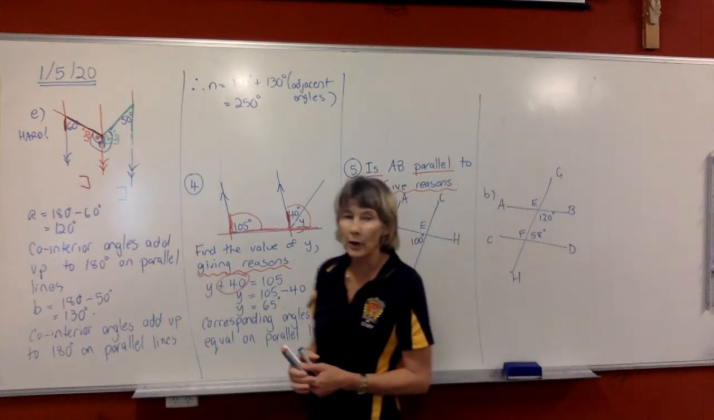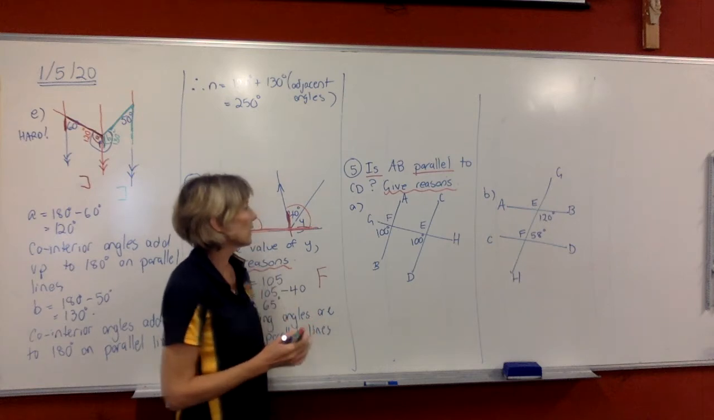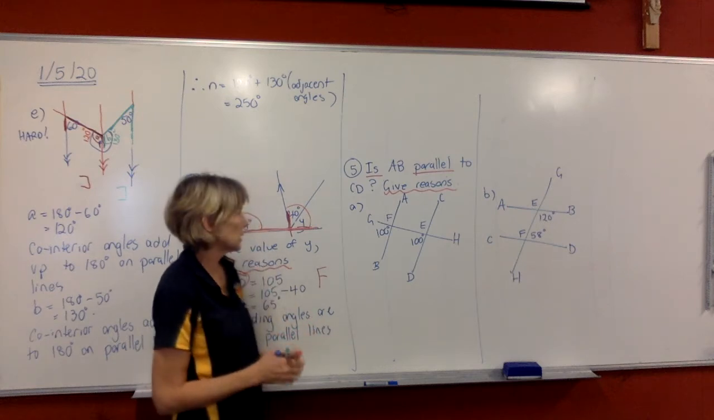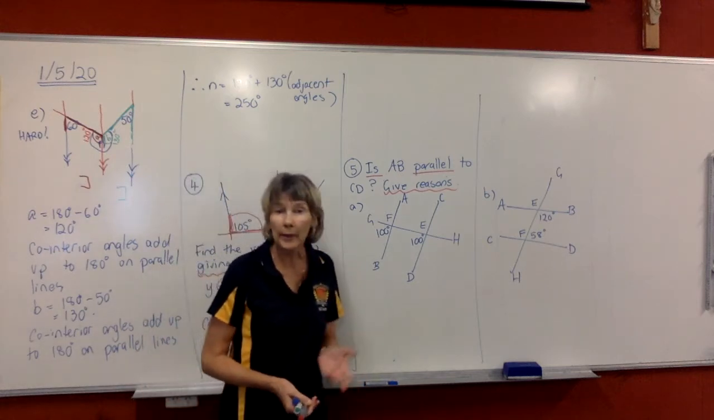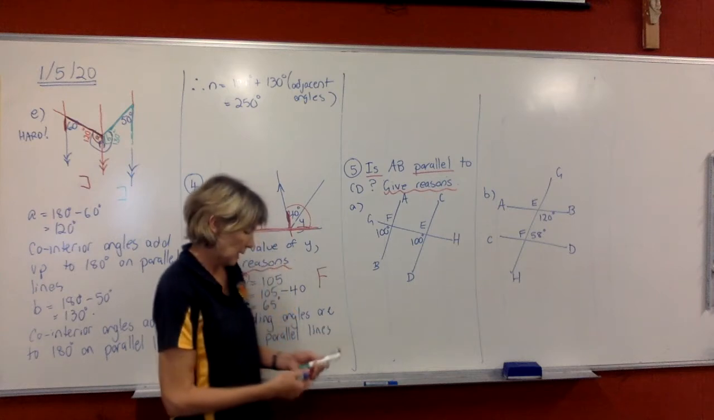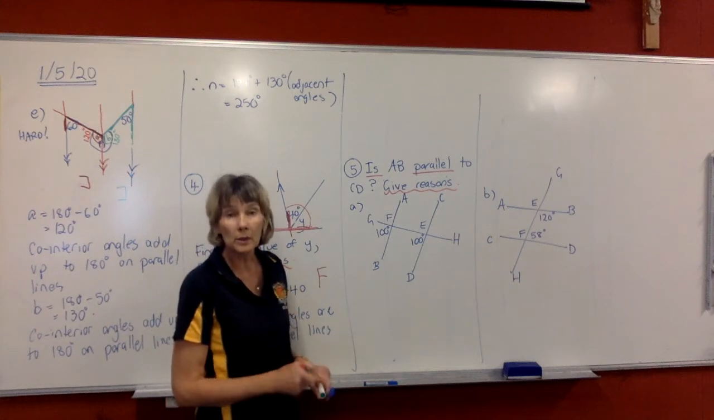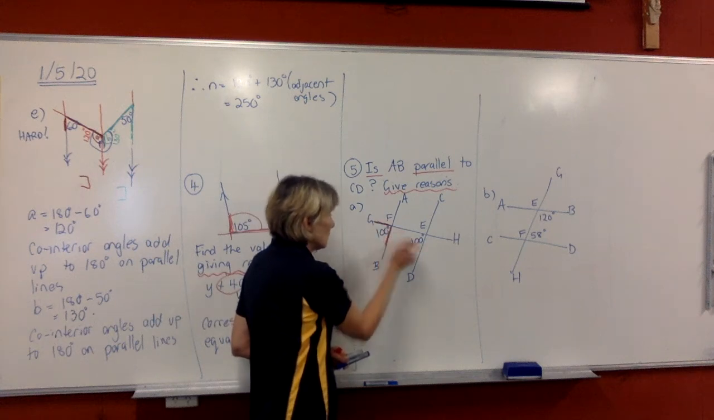Okay, question 5. These are the last two. Now in these two, they're asking, is AB parallel to CD? Give reasons. So they want a yes or a no. Are they parallel or are they not? And you've got to give your reasons along the way. So we need to look at the two angles that they've given us, and we're going to go around those angles with your red pen.